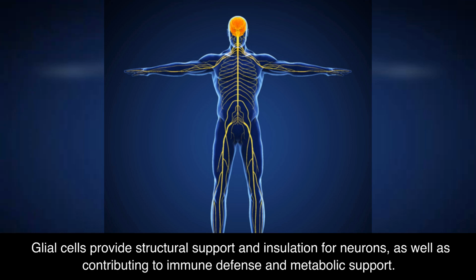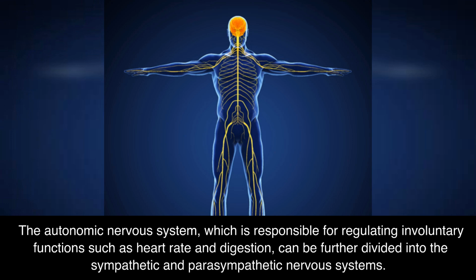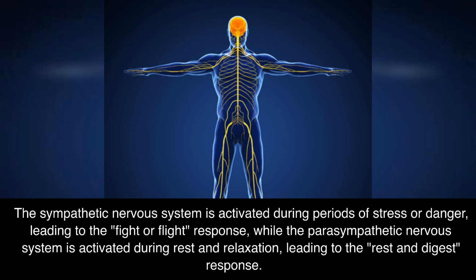Glial cells provide structural support and insulation for neurons, as well as contributing to immune defense and metabolic support. The autonomic nervous system, which is responsible for regulating involuntary functions such as heart rate and digestion, can be further divided into the sympathetic and parasympathetic nervous systems. The sympathetic nervous system is activated during periods of stress or danger, leading to the fight or flight response, while the parasympathetic nervous system is activated during rest and relaxation, leading to the rest and digest response.